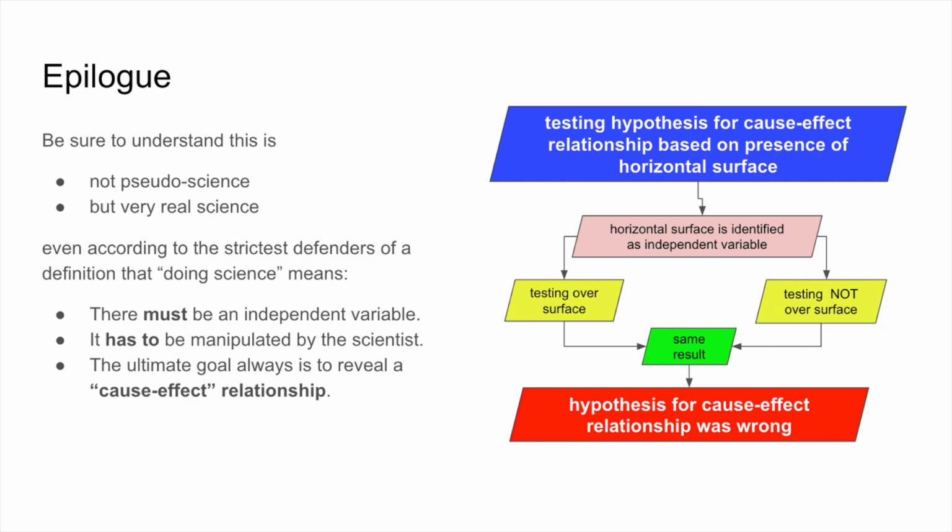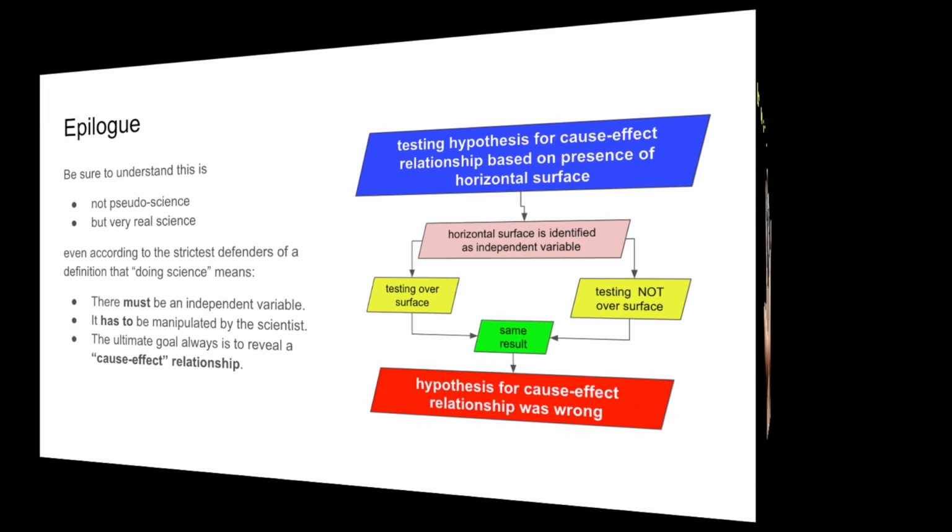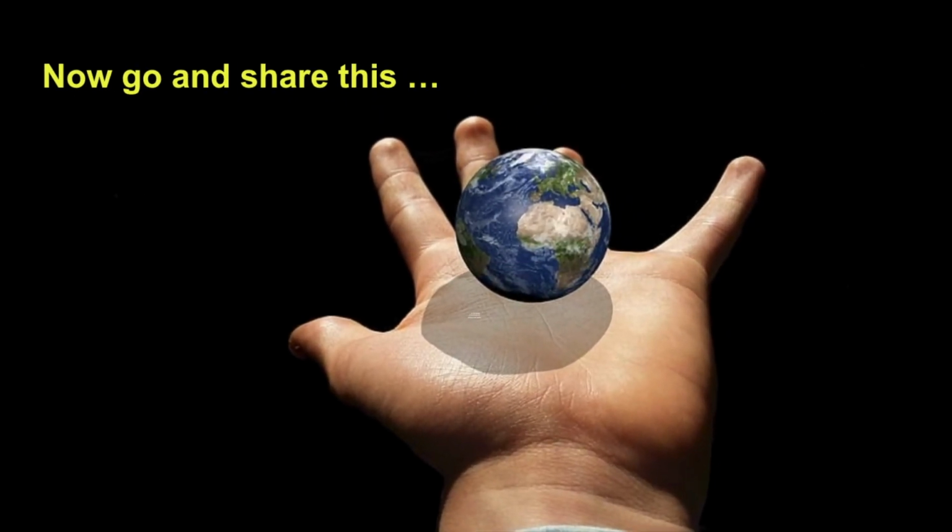Epilogue. Be sure to understand this is not pseudoscience, but very real science, even according to the strictest defenders of a definition that doing science means: there must be an independent variable. It has to be manipulated by the scientist. The ultimate goal always is to reveal a cause-effect relationship.